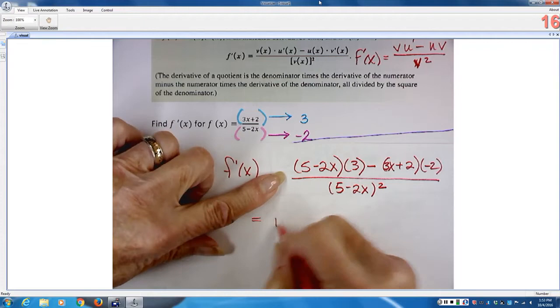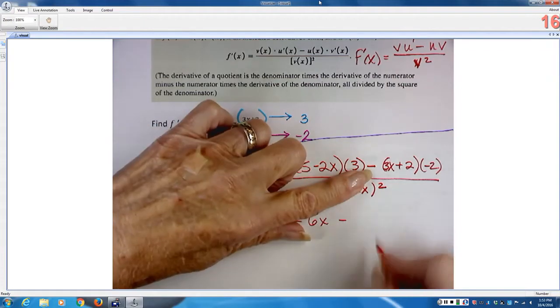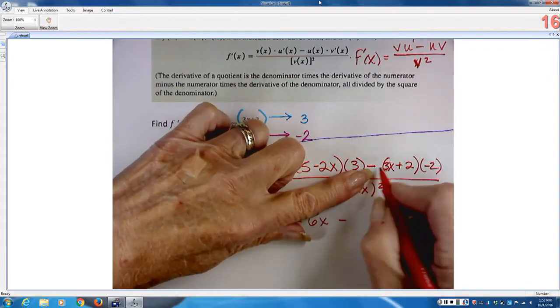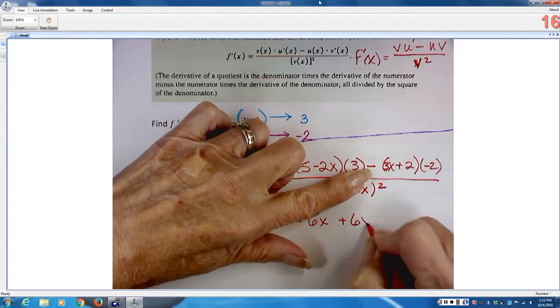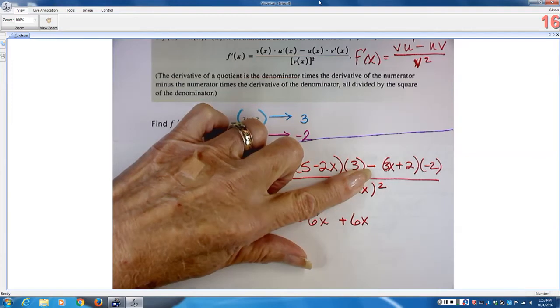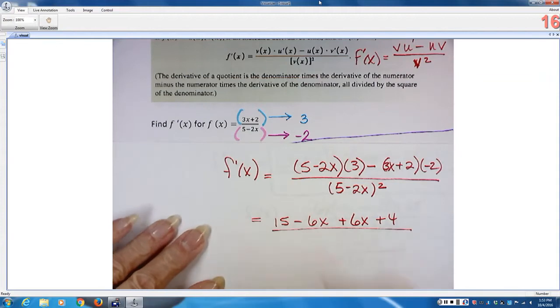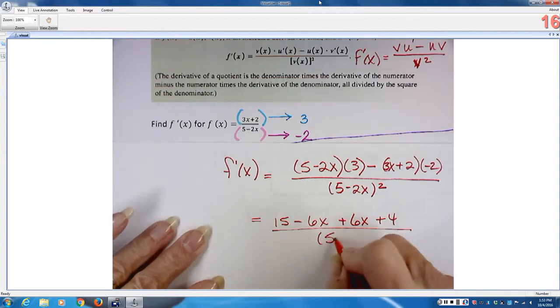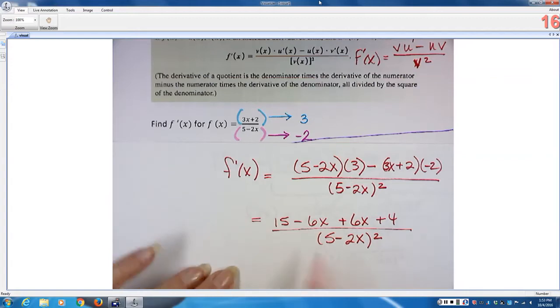So 3 times 5 is indeed 15, minus 6x. Minus 3x times negative 2 is negative 6x, but there's a negative in front of it, so that's actually going to be plus 6x. And 2 times negative 2 is going to be negative 4, and minus negative 4 is going to be plus 4. And again, I'm going to leave that alone.